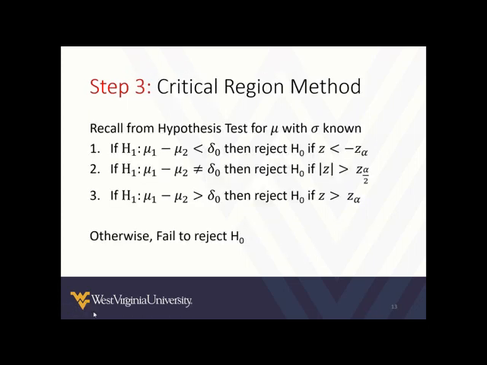So for our step 3, if we decide to go with the critical region method, then if our alternative hypothesis is less than, we will reject the null hypothesis if z is less than negative z alpha. In the two-sided situation, we will reject the null hypothesis if the absolute value of z is greater than z alpha over 2. And in the one-sided case that is greater than, we'll reject the null hypothesis if z is greater than z alpha. Otherwise, we will fail to reject the null hypothesis.